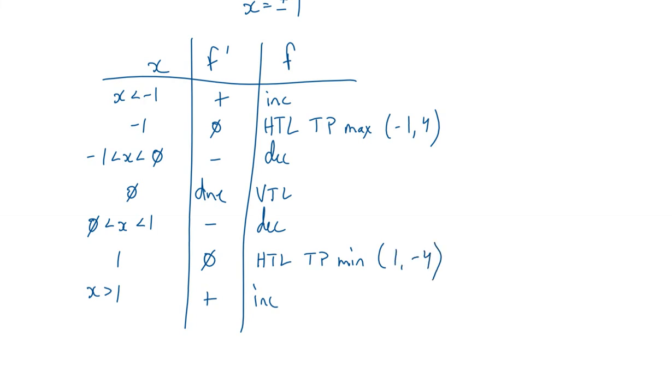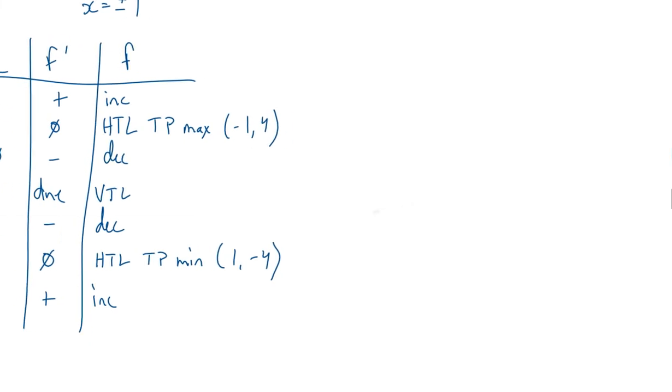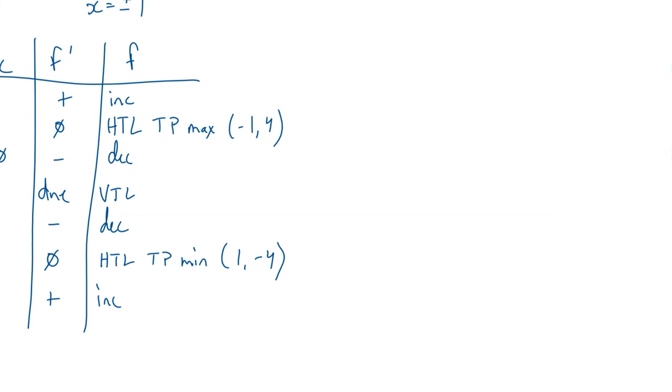What happens if it's decreasing before and it has a vertical tangent line and decreasing after? Well, it's decreasing, then it's vertical, and then it's still decreasing. Remember, this is what we talked about before. Otherwise, it would be decreasing, vertical, and then increasing, which would be a cusp.